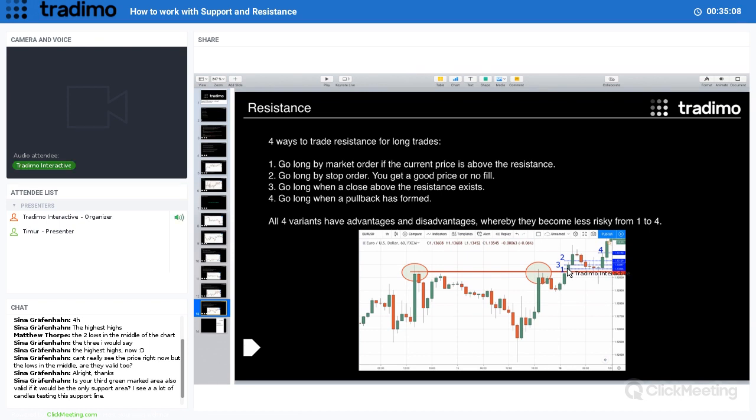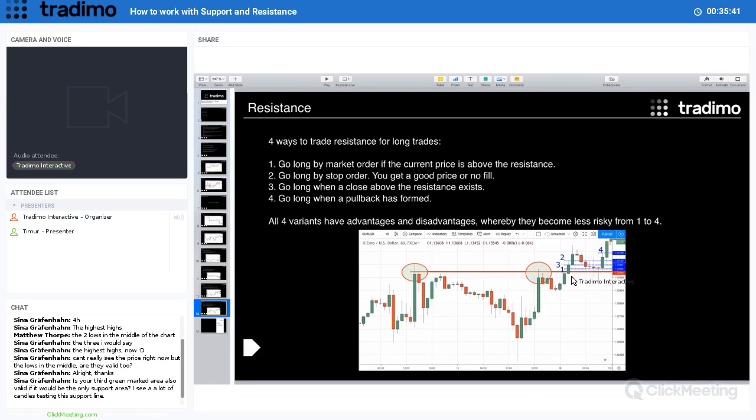Then the second opportunity you have is more conservative, of course. You go long with a pending order and you set your price level above the resistance level. So let's say, okay, I only want to go long if the market moves a lot above the resistance line. For example, you set the pending order at this level here, and after the pending order is triggered, you are long, and the stop loss, of course, should be below the level.